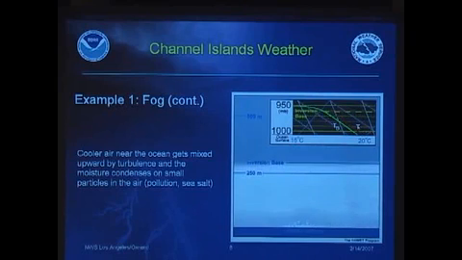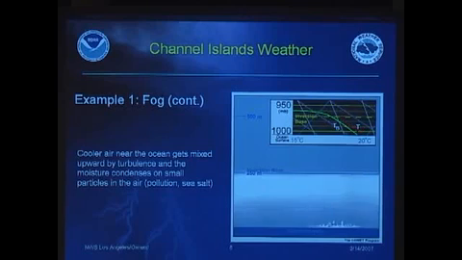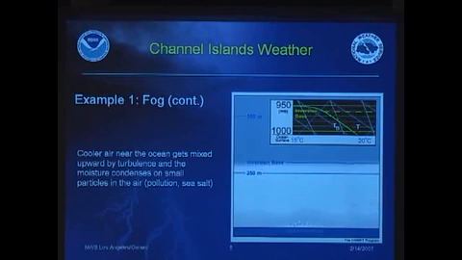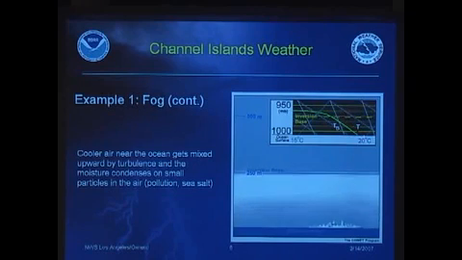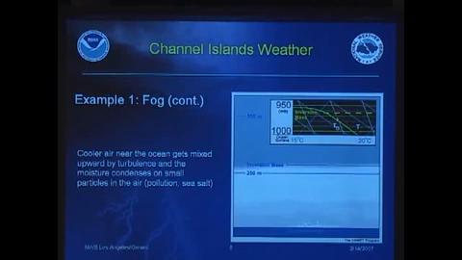And down in the cooler marine air, where there's a lot more moisture, you can see this profile of temperature very close to what we call the dew point temperature. The dew point temperature is the temperature to which you have to cool the atmosphere in order to bring it to saturation or 100% humidity. Now, where you see these two lines almost coincident, you'll have very high humidity and you'll have formation of clouds.